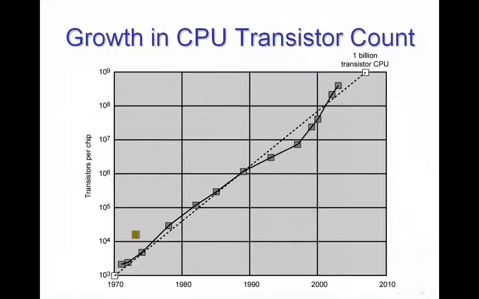This is the growth in CPU transistor count from the year 1970 until the year 2010. We have about 1,000 transistors per chip growing to a 1 billion transistor CPU. This is a major development. It was a linearly increasing development, or doubling in the count of transistors.